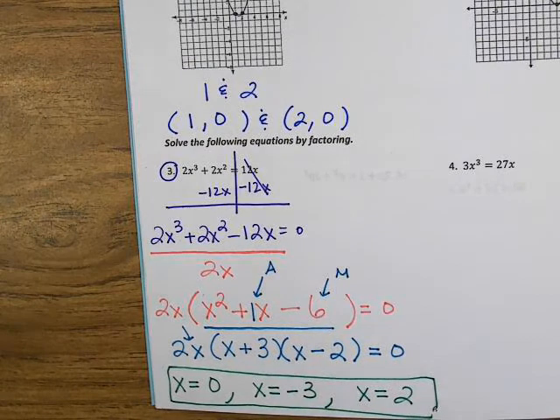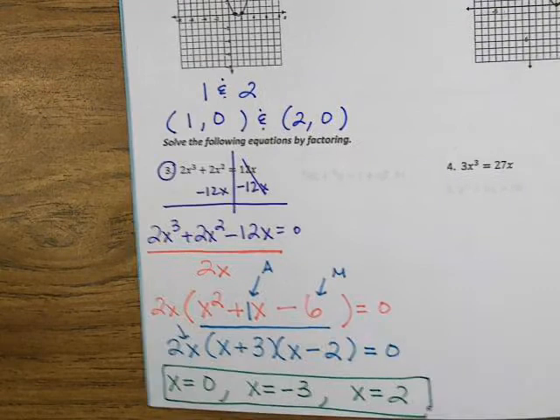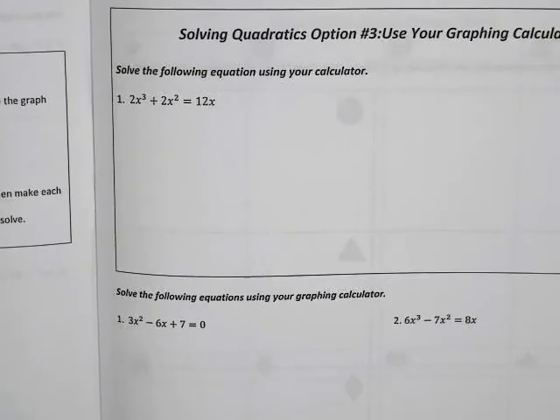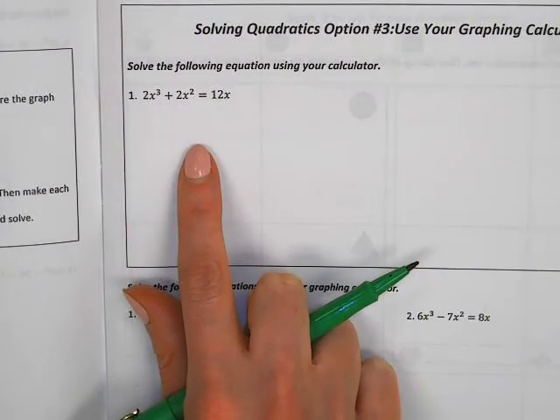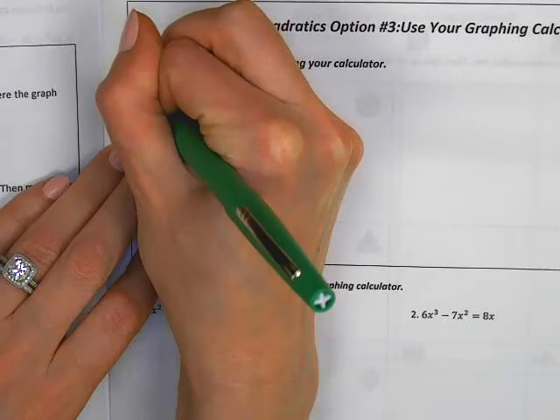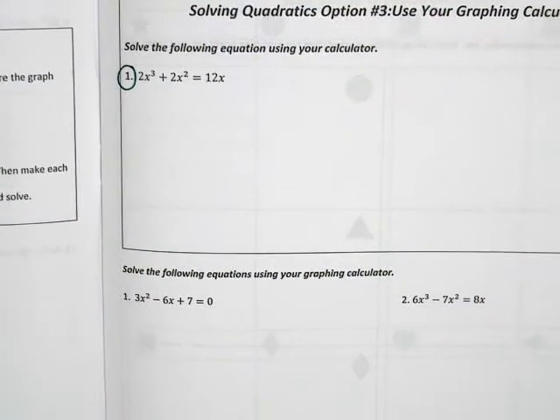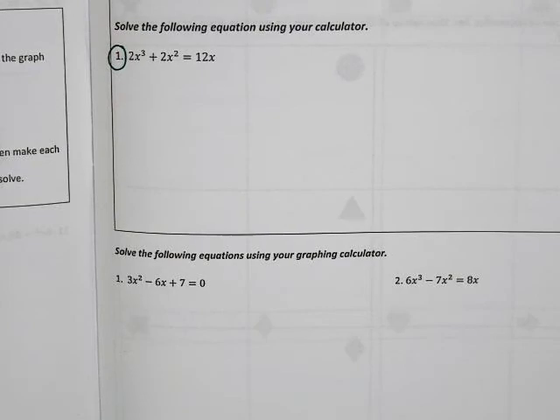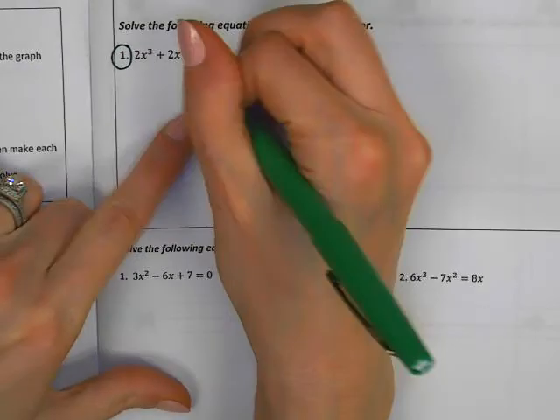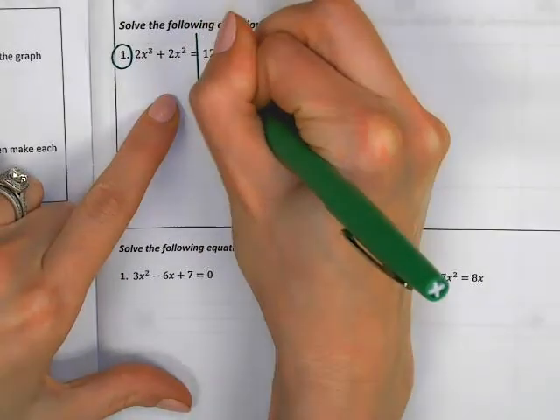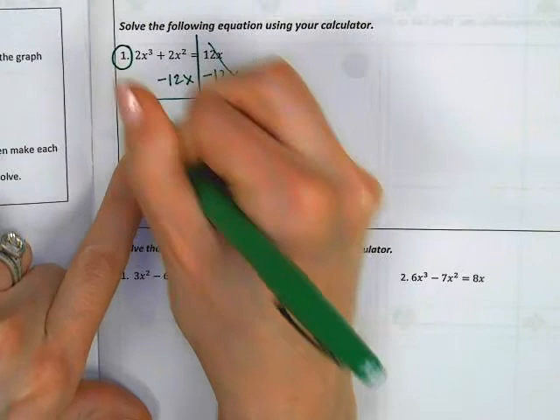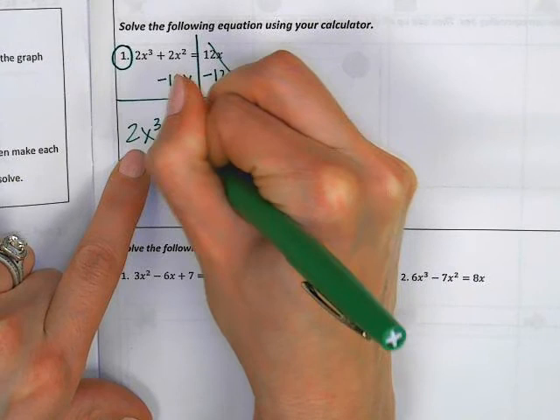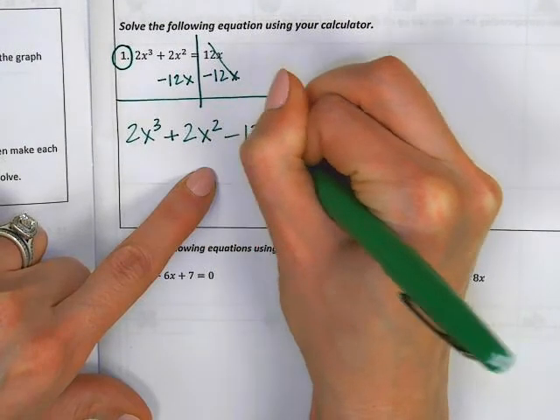Okay, great. So now there's one more way to solve, and that's by using the graphing calculator. This is the same problem as number 3, but we'll do it a different way and see that we get the same answer. To solve using your calculator, you still have to equal it to 0. So we still have to subtract the 12x over first. Let's see what we have left: 2x cubed plus 2x squared minus 12x equals 0.